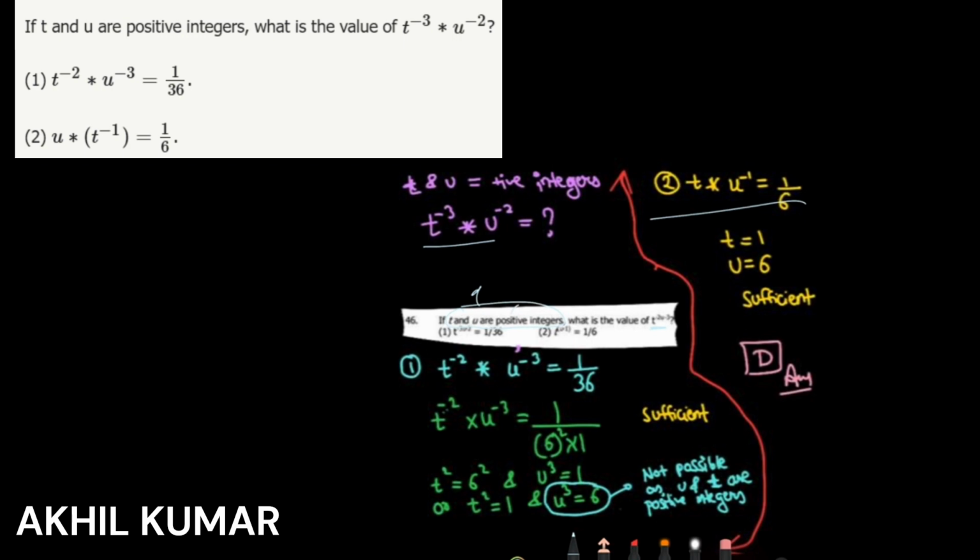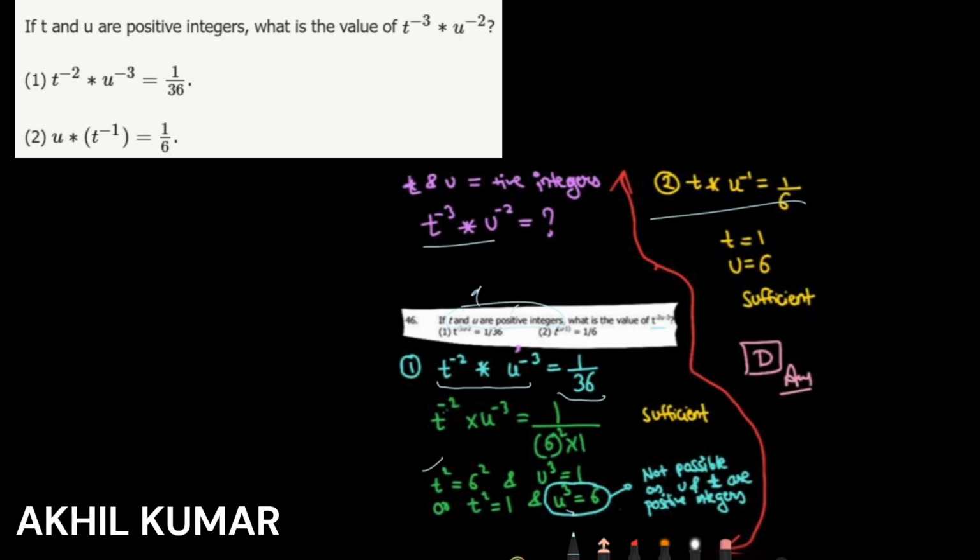Now if I talk about the first condition and try to solve it, if I just write it here and do the comparison, I can see that either t square is equal to 6 square, and if t square is equal to 6 square, then u cube will definitely come out to be 1. My main aim is again the same, that t and u should always be positive integers. Our second condition is that t square is equal to 1 and u cube is equal to 6. Definitely we will get two different answers.